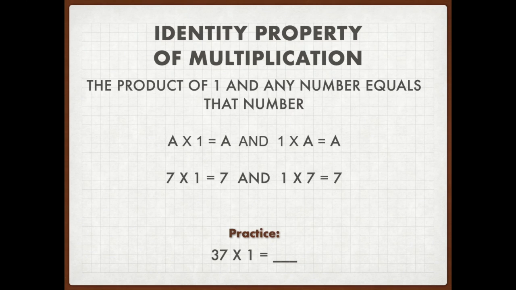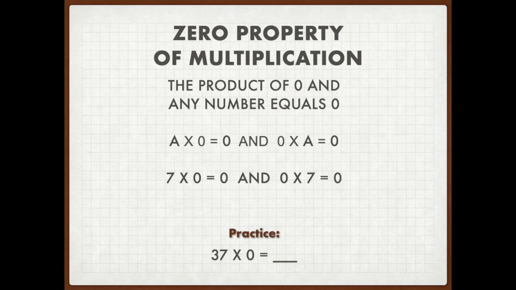Now let's add a couple more properties that were not talked about with the properties of addition. This is the zero property. This property of multiplication focuses on the product of zero, and any number multiplied by it equals zero. So 7 times 0 will be 0. Anything times 0 will equal 0. So that's why they call it the zero property of multiplication.